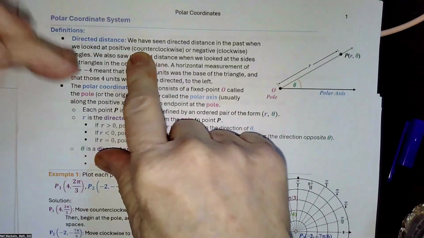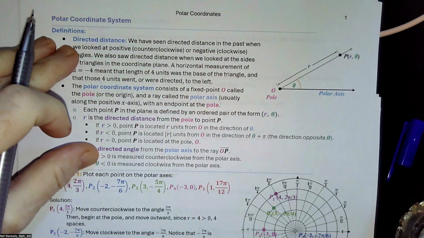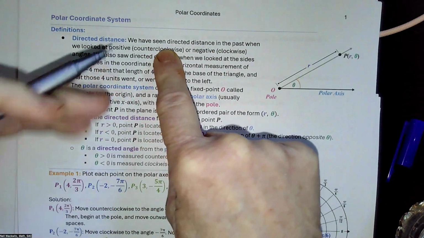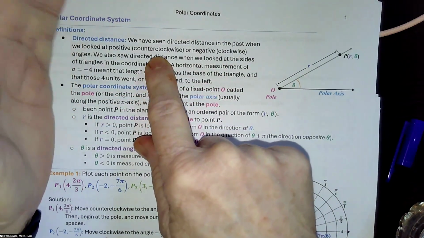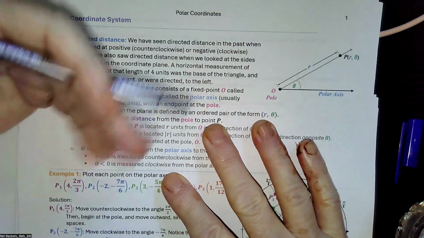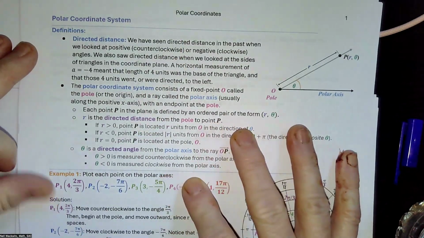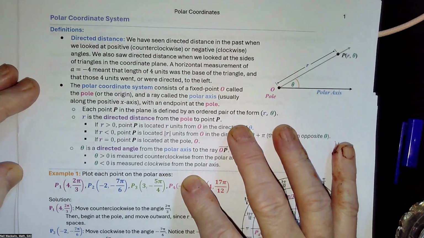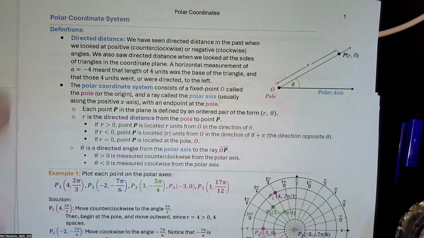Okay, directed distance is something that we've dealt with for a while, but we haven't called it anything. When we say that an angle is positive, we mean that it goes in a counterclockwise direction, and a negative angle measurement goes in the clockwise direction, but that doesn't mean that the angle itself is negative, just that it's going in a negative direction. And the same thing with vertical and horizontal measurements. A negative four measurement doesn't mean that the length or the width is negative, it just means that it's moving in a negative direction.